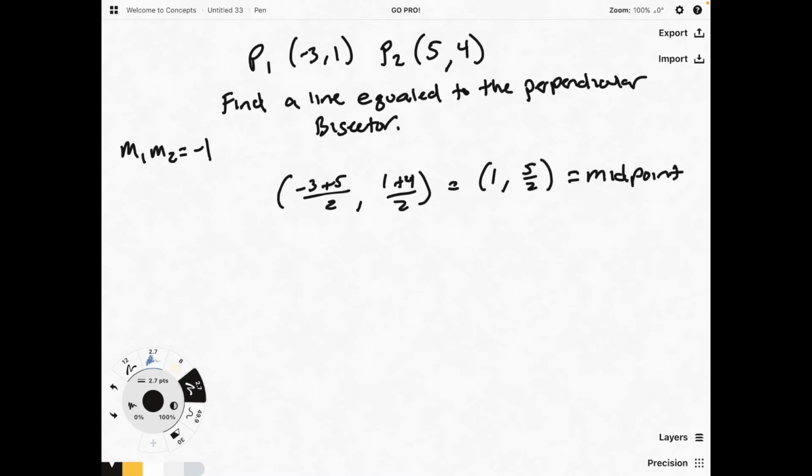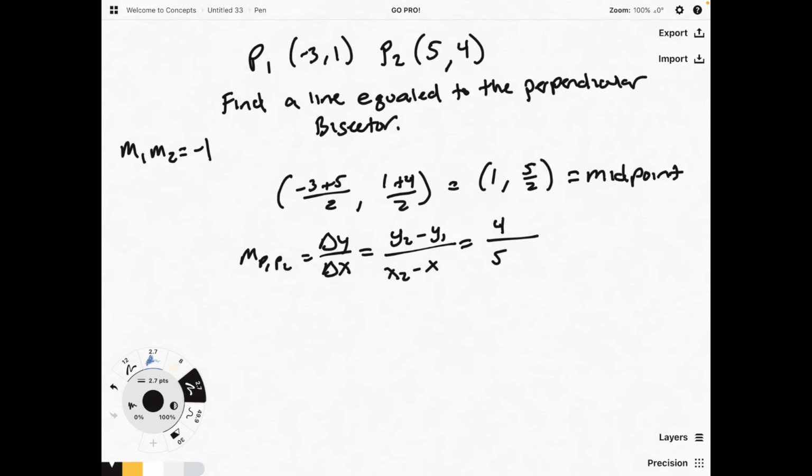The slope of P1, P2 is equal to the change in y over the change in x. We have y2 minus y1 over x2 minus x1. We'll use P2 as our y2 and x2 values. So we will do a 4 here, and we'll have a 5 here, and we minus 1, and we minus a -3, which reduces down to 3 over 8. And this is our slope of P1, P2, of point 1 and point 2.